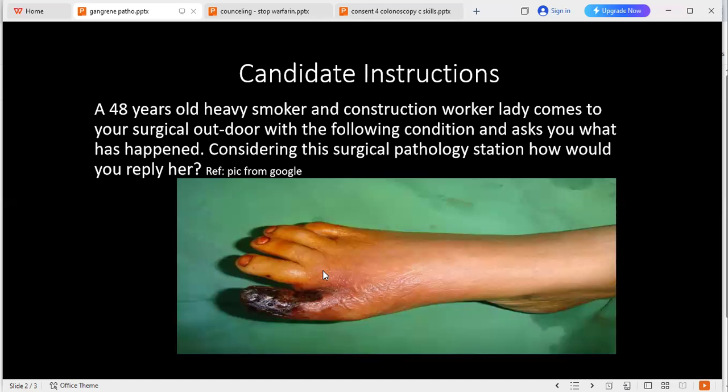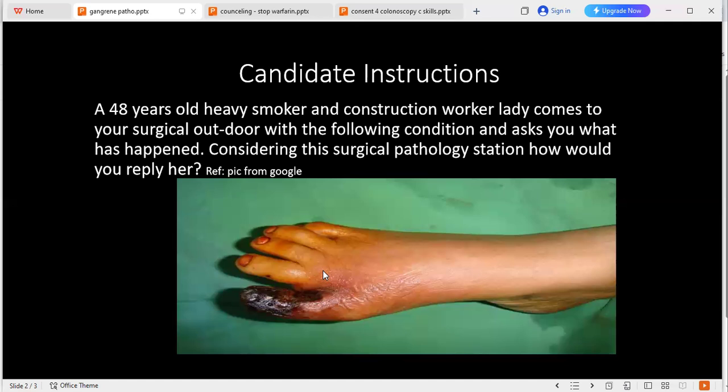In this patient, as she is a construction worker and a heavy smoker, only smoking is the apparent risk factor which has caused her to have dry gangrene. Otherwise, there could be even family history, there could be increased or deranged lipid profile, there could even be family history of hypertension. Diabetes is not mentioned, right? But yeah. Okay.